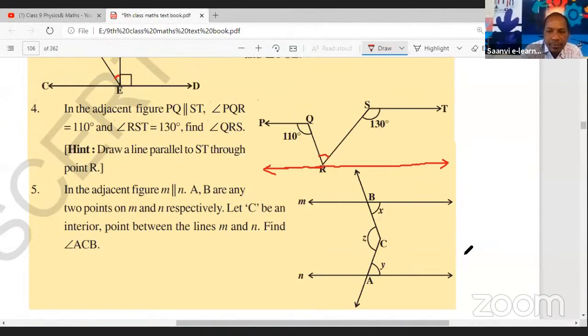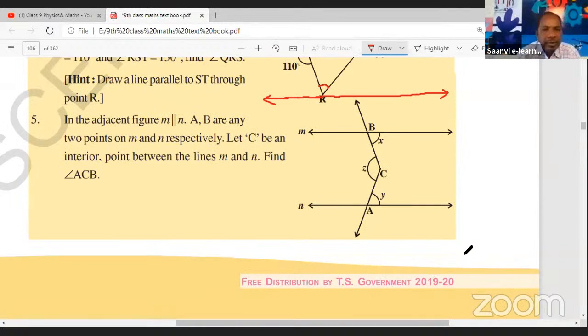Now see the fifth question. The fifth question is: given in the adjacent figure, M parallel N. Here the line M is parallel to the line N. A and B are any two points on M and N respectively. Let C be an interior point between the lines M and N.